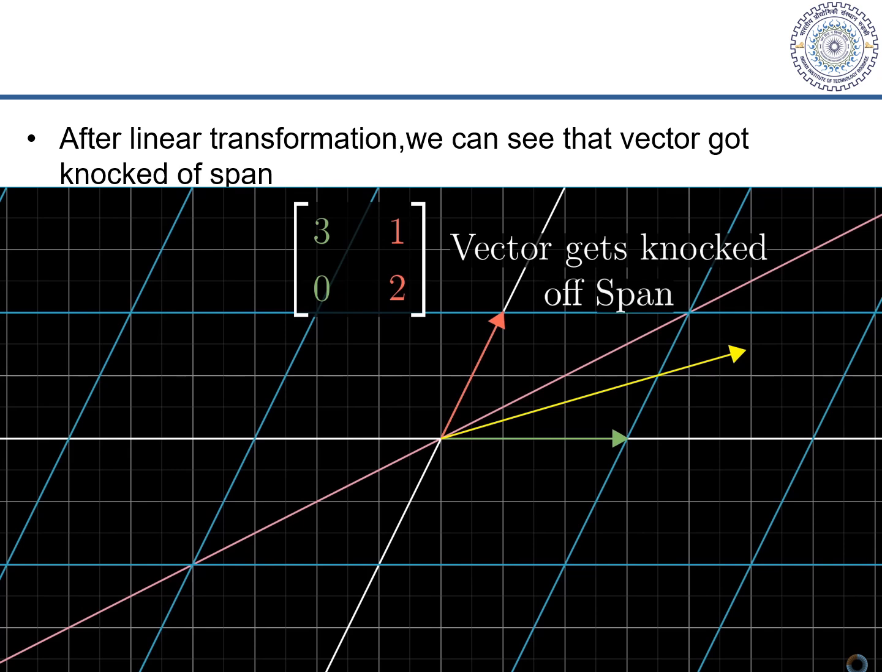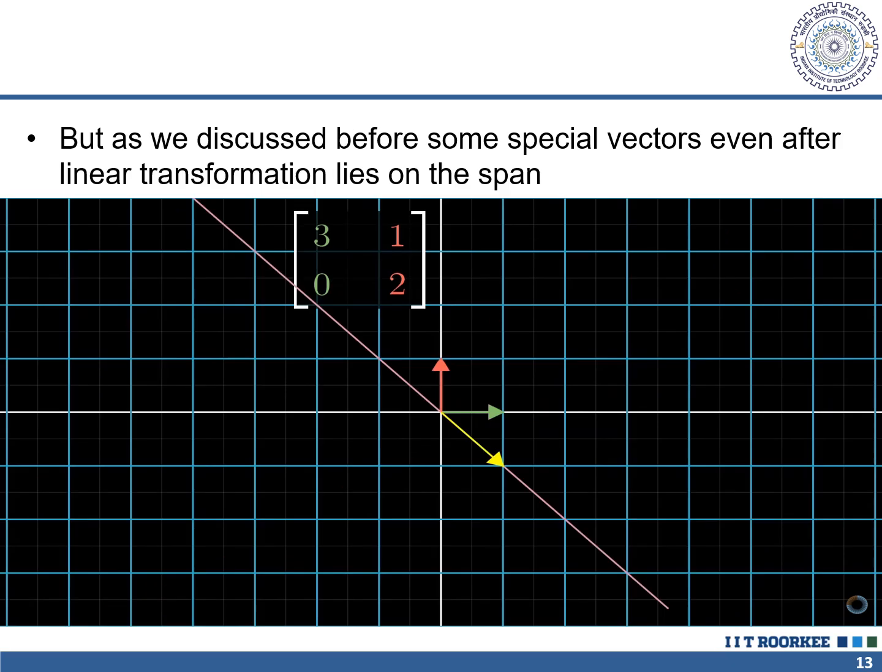So what is span? This pink line shows the span of the previous vector, and after applying this linear transformation, it becomes 1 comma 2 and 3 comma 0. After applying this linear transformation, it gets knocked off that span. It gets rotated from its original position, so its direction changed. In the previous slide, we considered a different vector and its direction got knocked off its span, but there may be some condition such that the direction does not change.